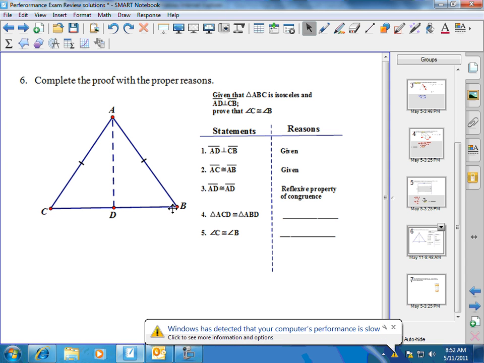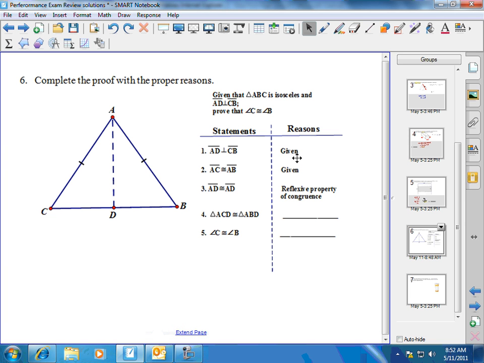So we're proving a theorem that states that if two sides of a triangle are congruent, then the angles opposite those sides are congruent. So when we look at the statement, the two-column proof, we're stating that segment AD is congruent to segment CB, that's given, and segment AC is congruent to segment AB, that's given. Okay? So, let me back up a little bit.